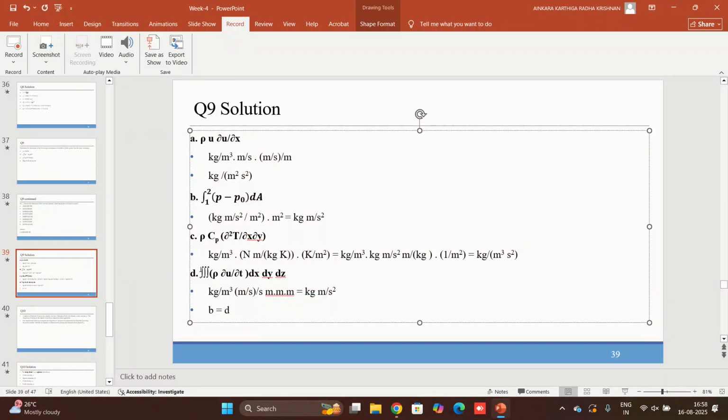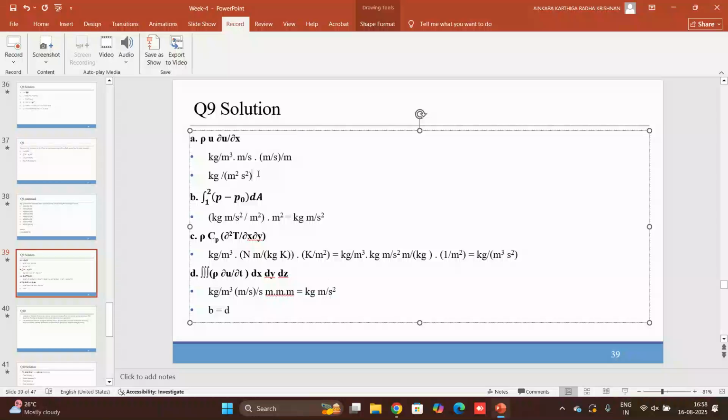And finally for D what we got? Rho into dou u by dou t into dx dy dz. So rho is kg by meter cube, u is meter per second divided by second into meter into meter into meter. So this meter cube, we will have 1 kg, and for meter cube we can cancel this meter cube and this meter cubes. So we will be left with 1 meter from here, and for seconds we will have 2 seconds in the denominator. So it is second square.